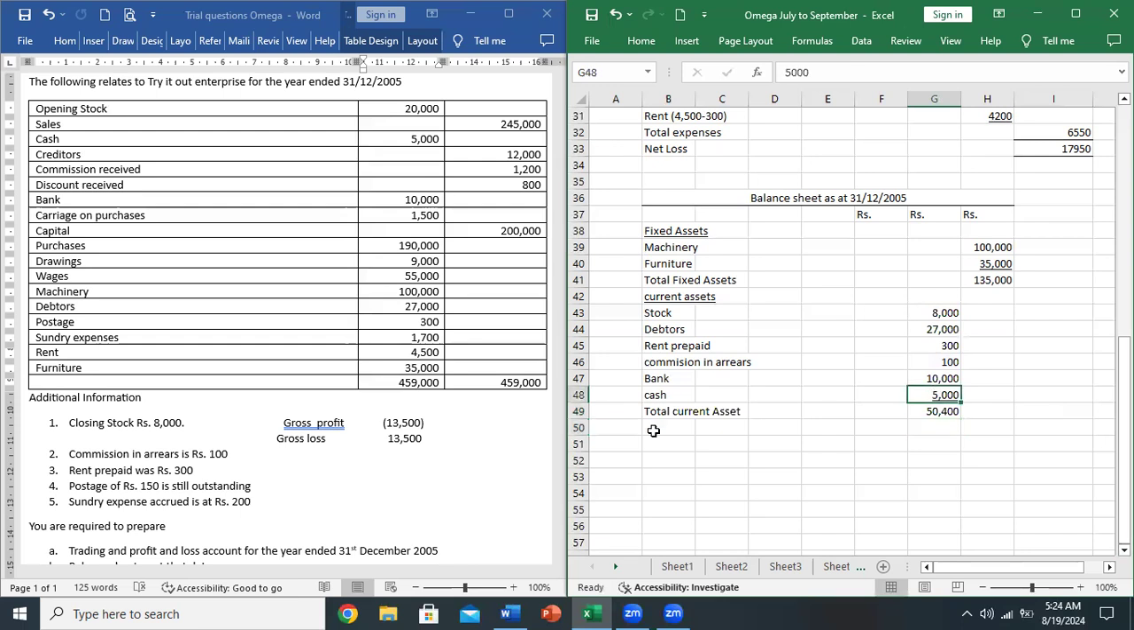After that, the next thing we do is to less the current liabilities. And I think we also went through the current liabilities. I told you they are your creditors, bank overdraft, expenses accrued or owing, and then income prepaid. So let's check this question. And we'll see the first one, which is the creditors, 12,000.